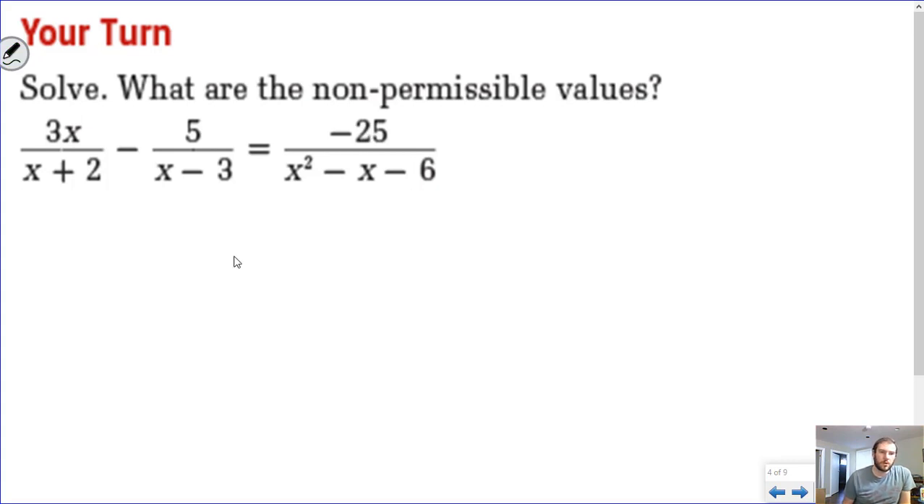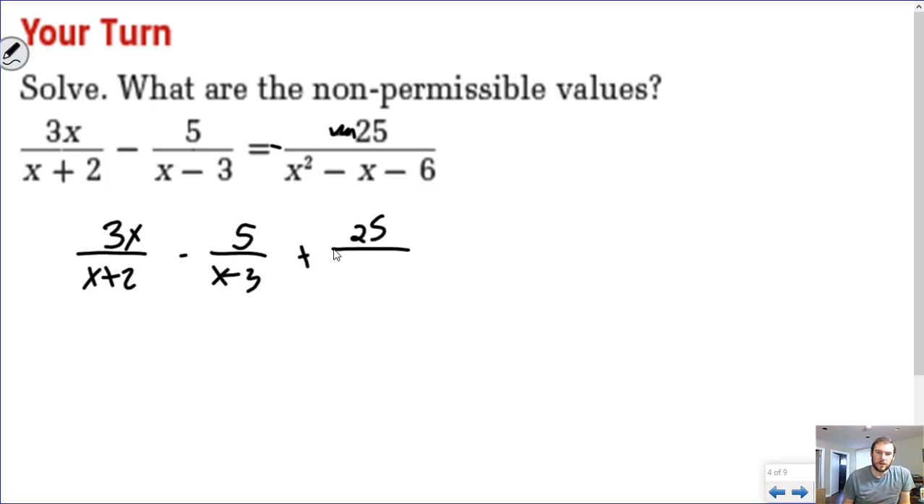Okay? So here we go. Move everything to one side: 3x over x plus 2 minus 5 over x minus 3. Now, this negative here could be moved here, just saying that this is the negative of that bracket. So when we bring it over to the other side, it's actually going to become positive 25 over x squared minus x minus 6, and that's equal to 0.